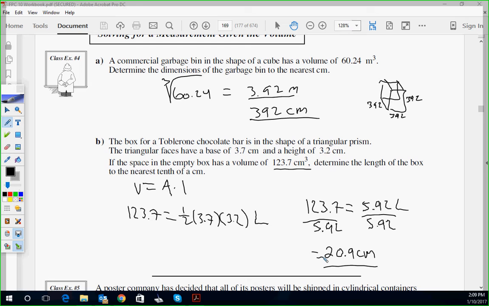So what would we do if we want that in inches? Multiply by 2.54. Divide by 2.54. Inches are bigger than centimeters. Oh, yeah. So you divide by 2.54.